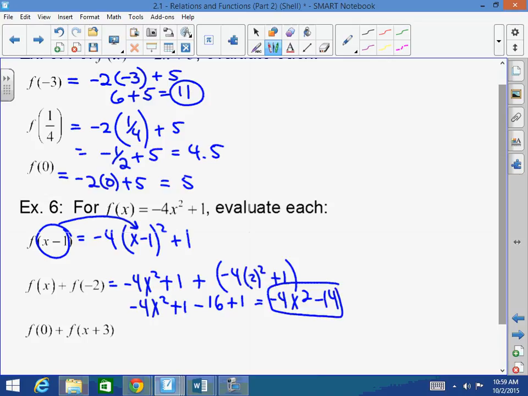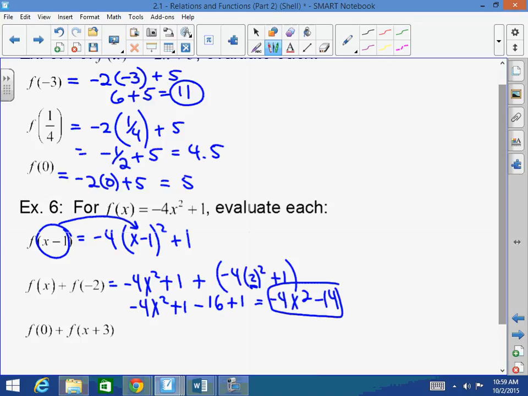Yes, sir, my brother. What do you mean, this square? 2 squared, I plugged in x. 2 is x, so 2 squared is 4. 4 times 4 is 16. Negative 16 plus 2 is negative 14.